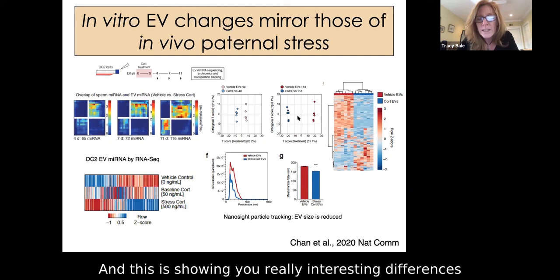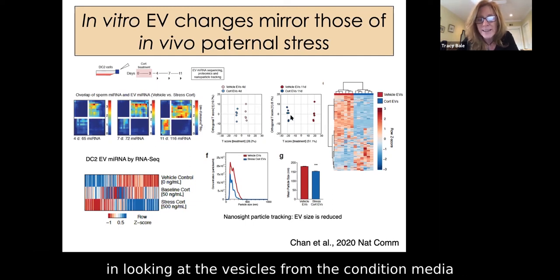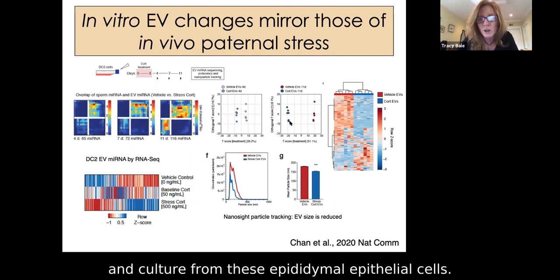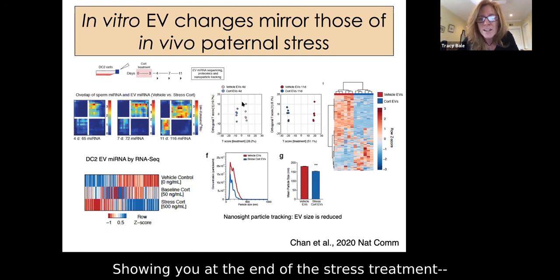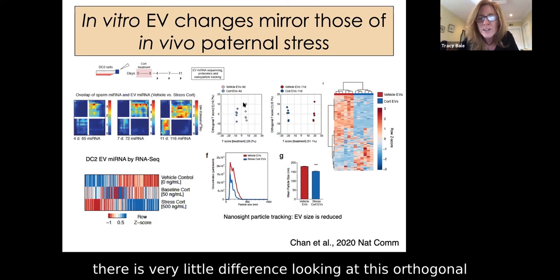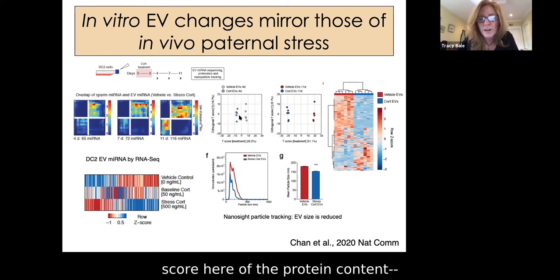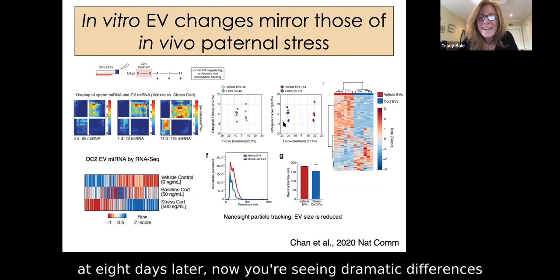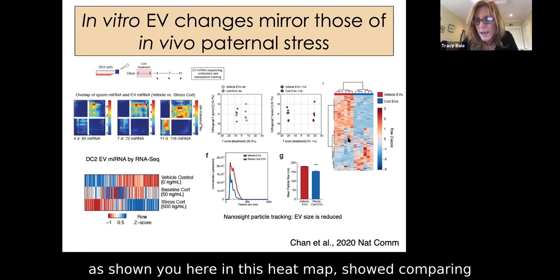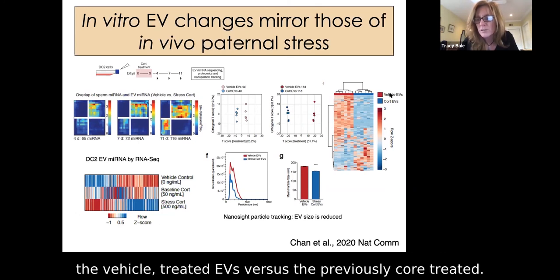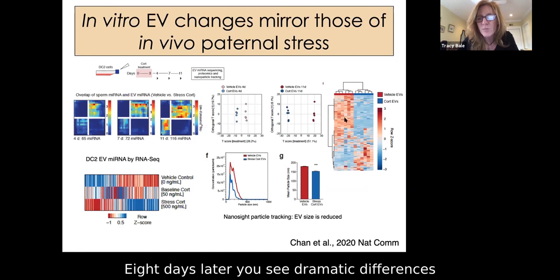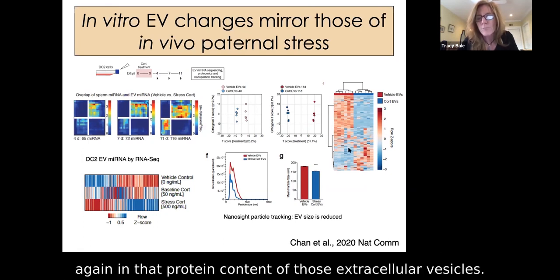And this is showing you really interesting differences in looking at the vesicles from the conditioned media and culture from these epididymal epithelial cells, showing you at the end of the stress treatment, there's very little difference looking at this orthogonal score here of the protein content, but 8 days later, now you're seeing dramatic differences as shown here in this heat map, comparing the vehicle treated EVs versus the previously cort treated. 8 days later, you see dramatic differences again in that protein content of those extracellular vesicles.